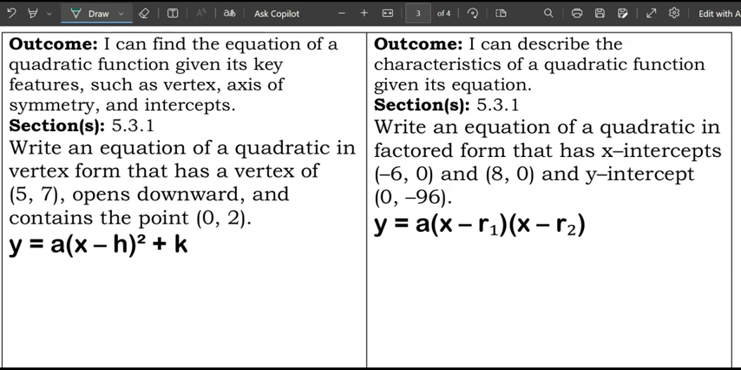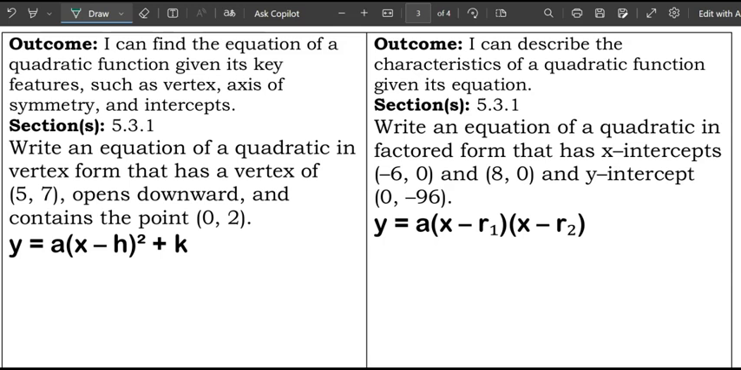Outcome: I could find the equation of a quadratic function given its key features such as vertex, axis of symmetry, and intercepts. Refer back to section 5.3.1 for these. Write an equation of a quadratic in vertex form that has a vertex of (5, 7), opens downward, and contains the point (0, 2).